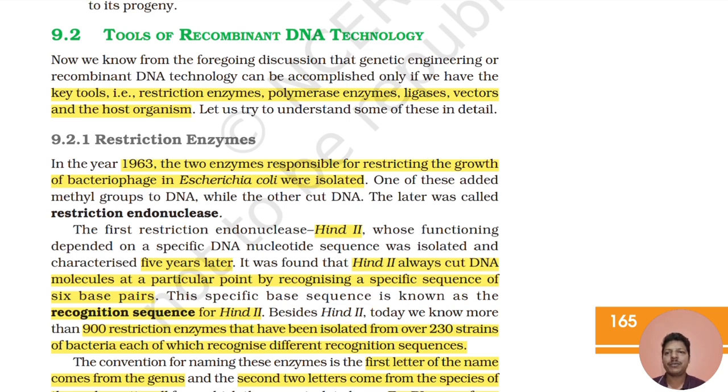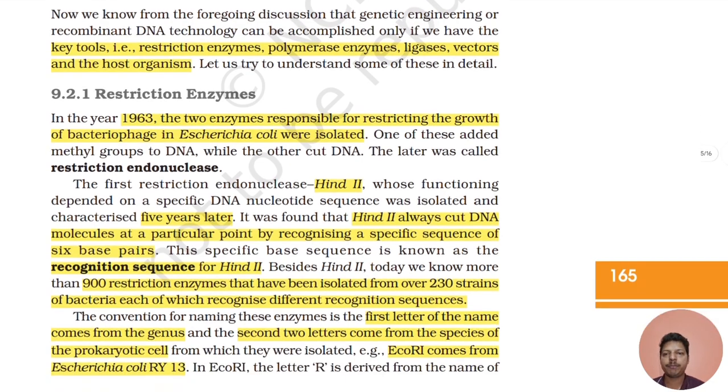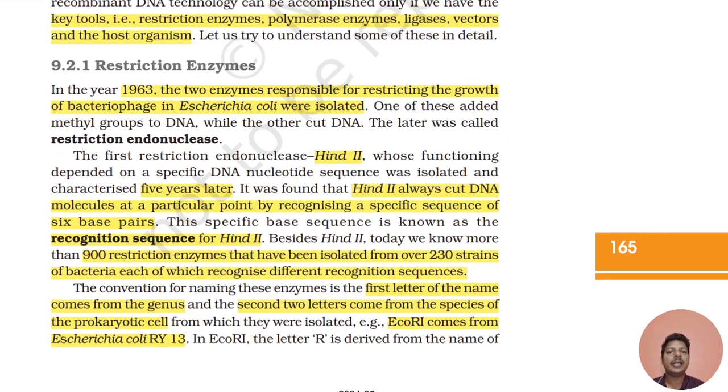First of all, restriction enzymes. In 1963, the two enzymes responsible for restricting the growth of bacteriophage in E. coli were isolated. One of these added a methyl group to DNA, while the other cuts DNA. The latter was called restriction endonuclease. The first restriction endonuclease was HindII.